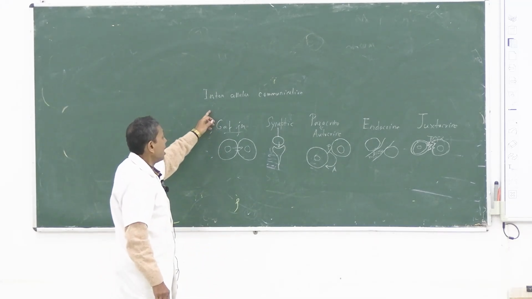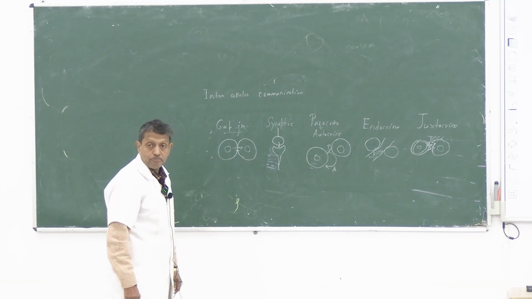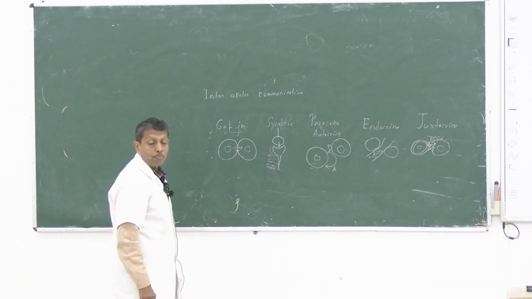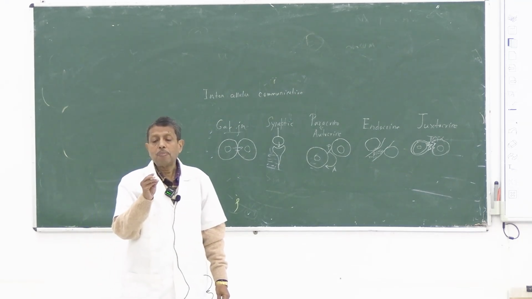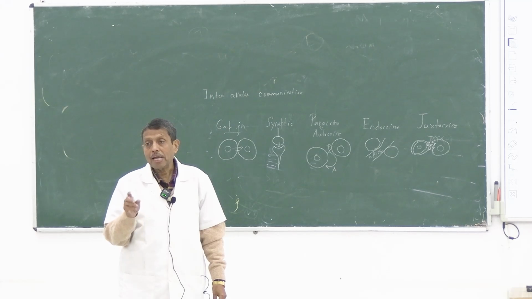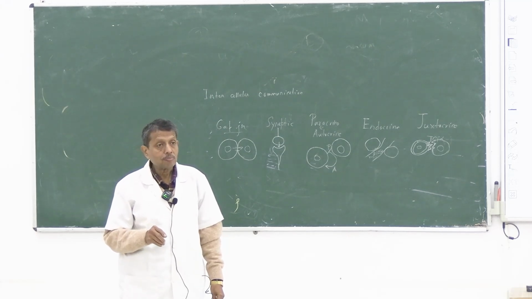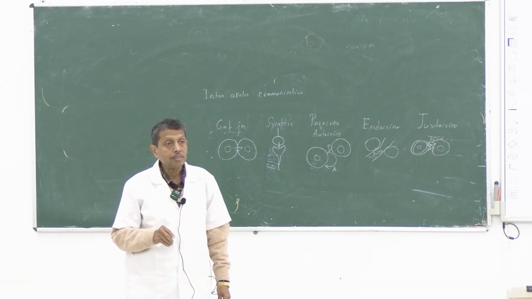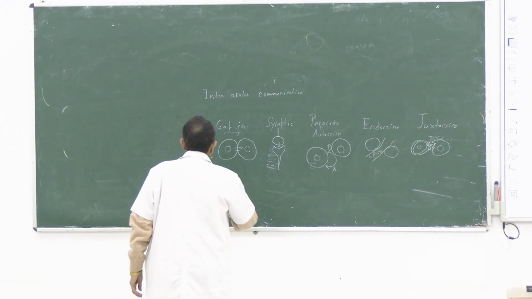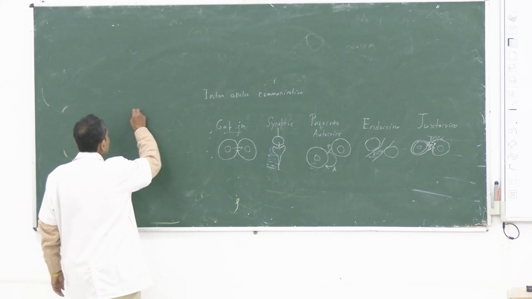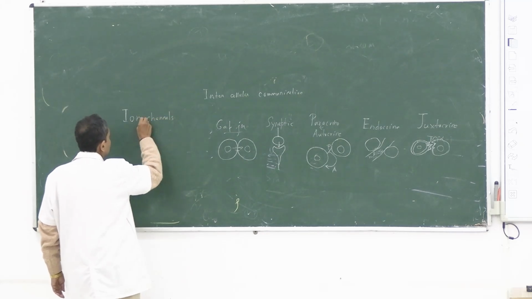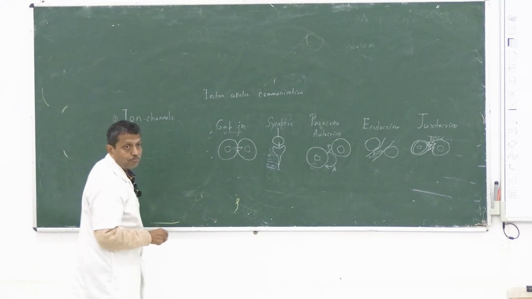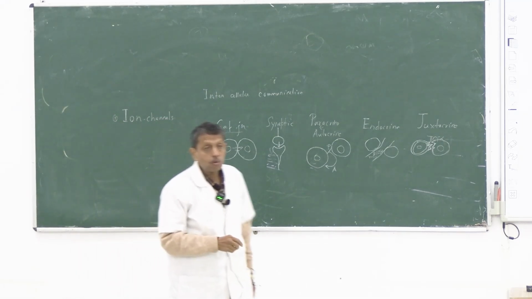Now, how do they have their effect? Suppose the endocrine communication is important. The ligand that is secreted acts on an appropriate receptor, and it may have its effect in different ways. In some cases, there is an effect on the opening of ion channels. It may open or it may close.